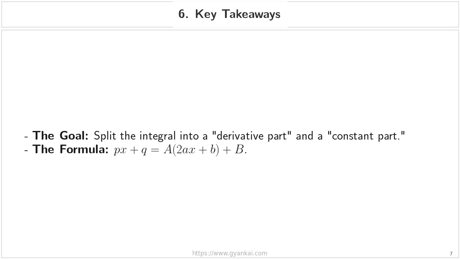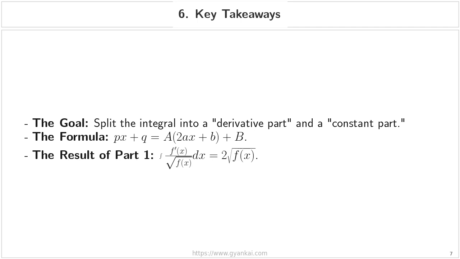Next, the formula, px plus q equals a times the quantity (2x plus b) plus b. This is the workhorse equation. This is how we express the linear numerator, that's px plus q, in terms of the derivative of the quadratic, which is 2x plus b, and a constant, b. Finding the values of a and b is a crucial step, as we saw in the worked example. We do this by comparing coefficients on both sides of the equation.